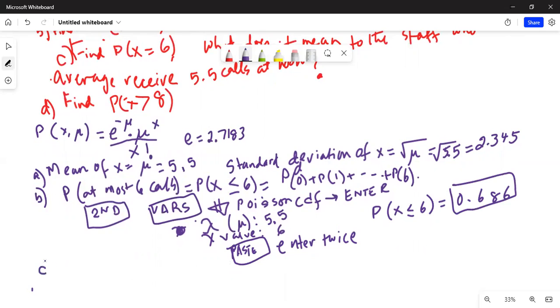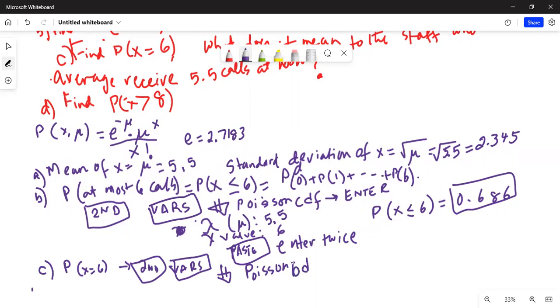Part C, P of x equal to 6. Here again we go through second vars, then we press the second key, then the vars key. This time we scroll down to Poisson PDF, because we will find the probability of x only equal to 6. So instead of using the CDF function, we will use the PDF function and then enter.